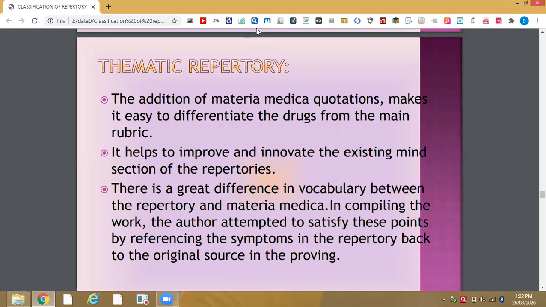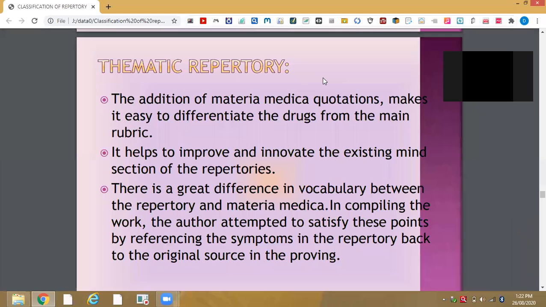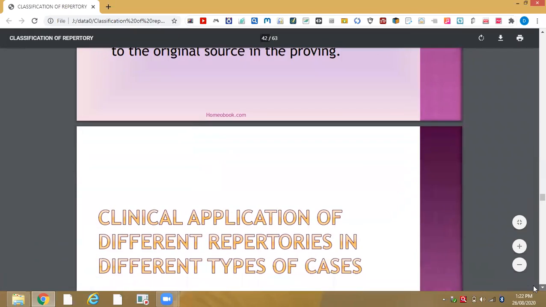So to overcome this problem, while compiling these types of repertories, the thematic repertories, the authors attempted these points by referring the symptoms in the repertory back to the original source in the proving. From where they have taken the symptom, they give the reference of that symptom at the back of the repertory or at the end of the repertory, so as to avoid confusion between the symptoms.